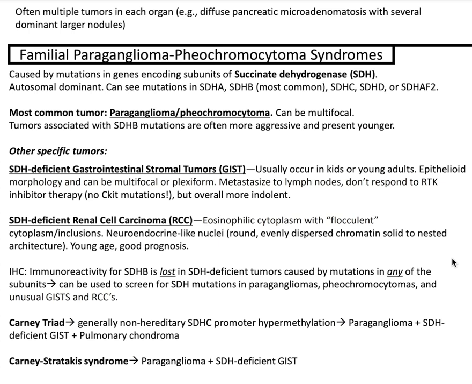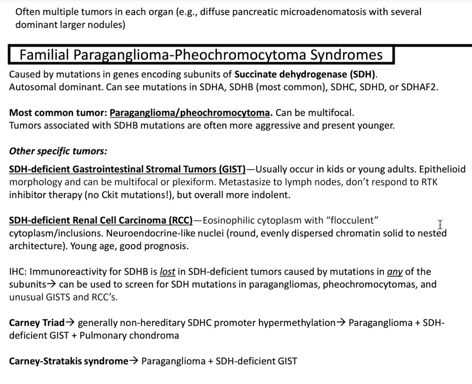It occurs at a young age and has a good prognosis. On IHC, the immunoreactivity for SDHB is lost in SDH tumors caused by mutations in any of the subunits, and thus can be used to screen for SDH mutations in paragangliomas, pheochromocytomas, and unusual GISTs and RCCs. For instance, if you do an SDHB IHC and it's lost, that doesn't necessarily mean that the mutation is in SDHB, because the mutation can also be in SDHA, SDHC, or SDHD.